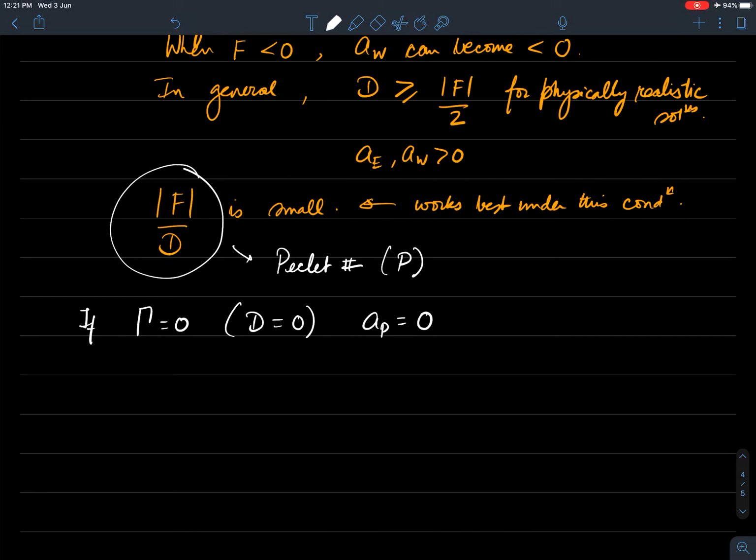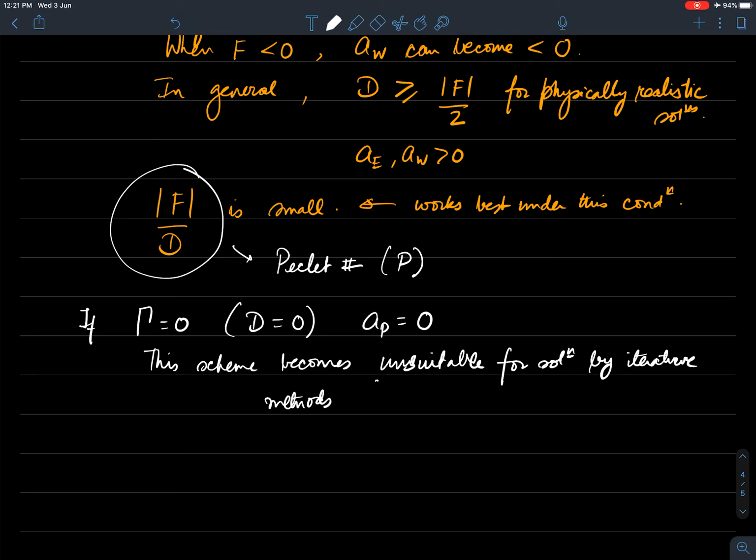Now in this case, when AP becomes 0, this scheme becomes unsuitable for solution by iterative methods. And if you're not able to figure out why, look at the Scarborough criterion.